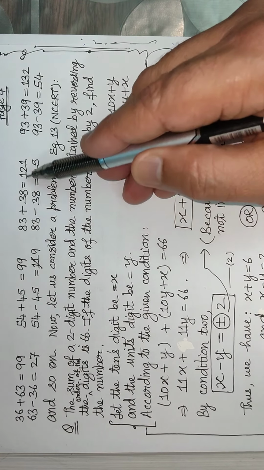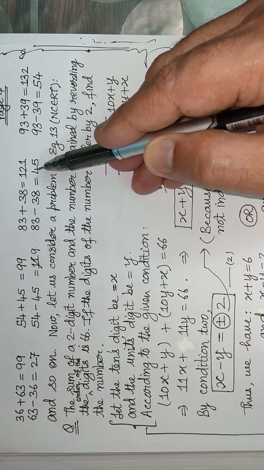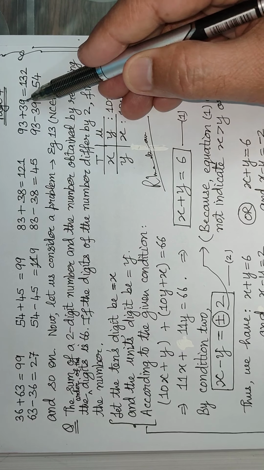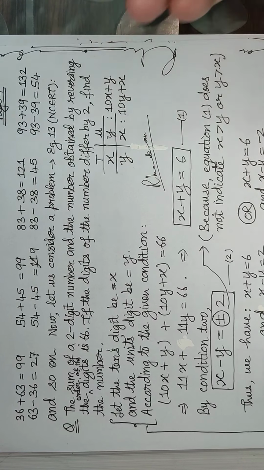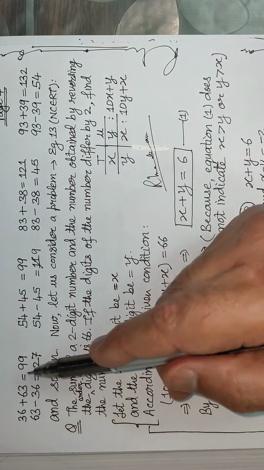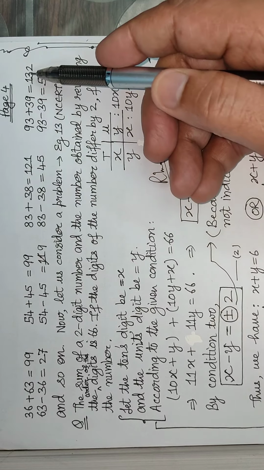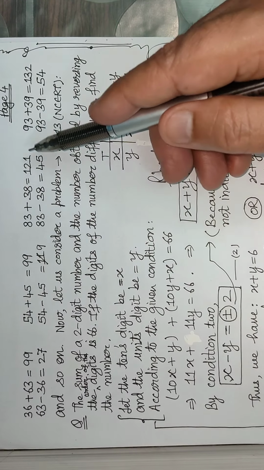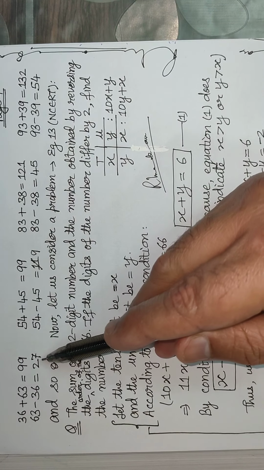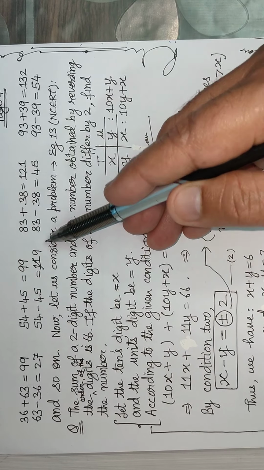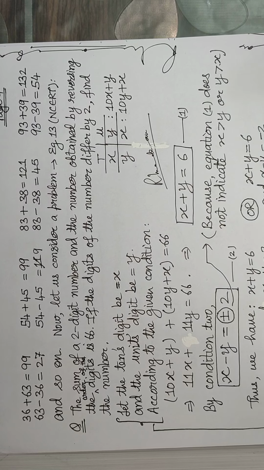83 plus 38 equals 121, and 83 minus 38 equals 45. Similarly, 93 plus 39 gives us 132, and 93 minus 39 is 54. So you can see that the sum of all such ulta-pulta numbers is divisible by 11. 99, 99, 121, 132, all these sums are divisible by 11. And the respective differences 27, 9, 45 and 54, they are all divisible by 9 and so on.